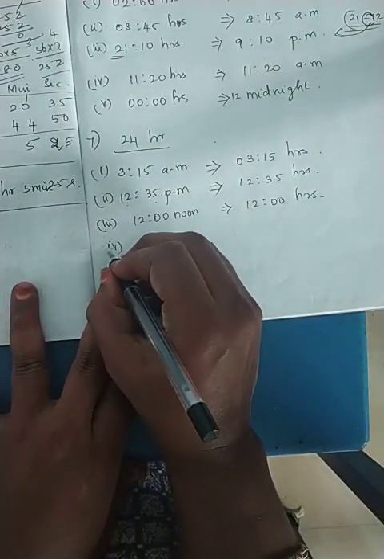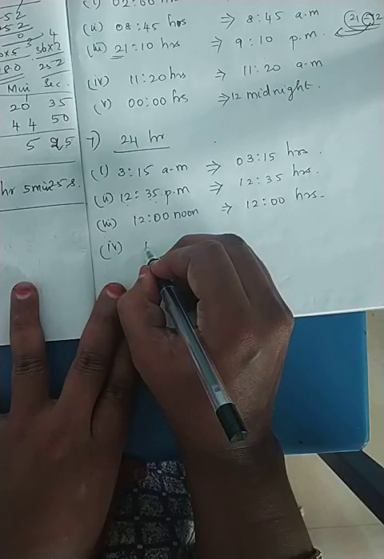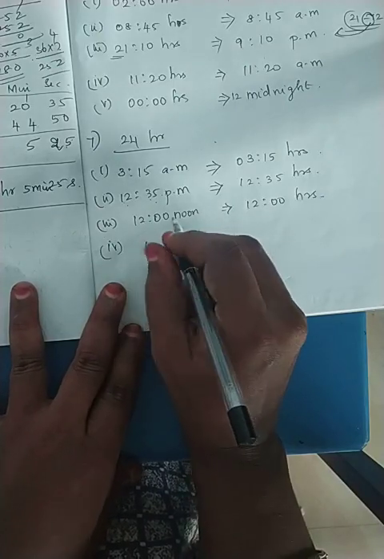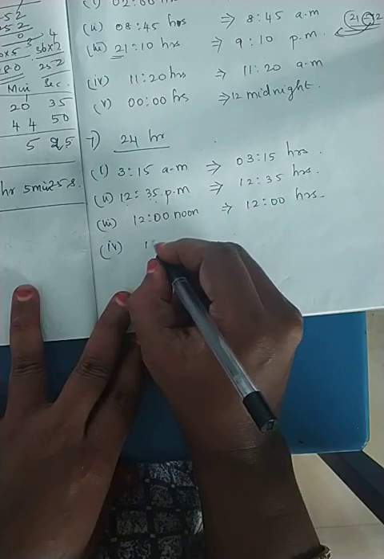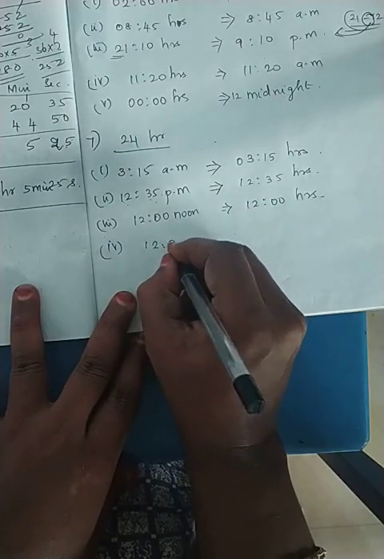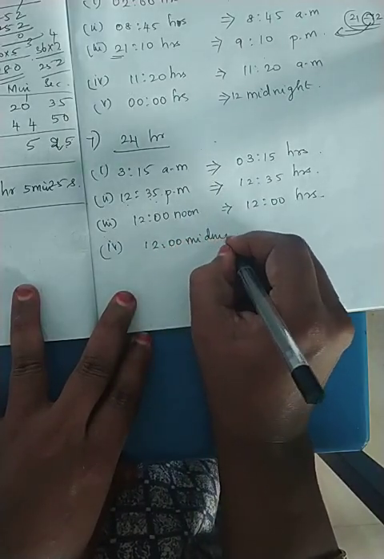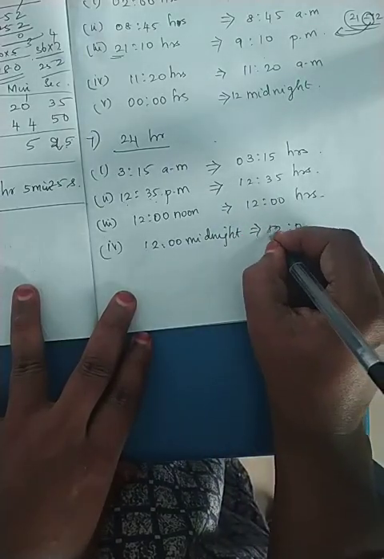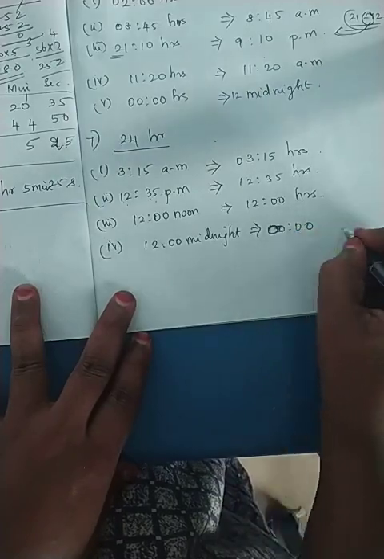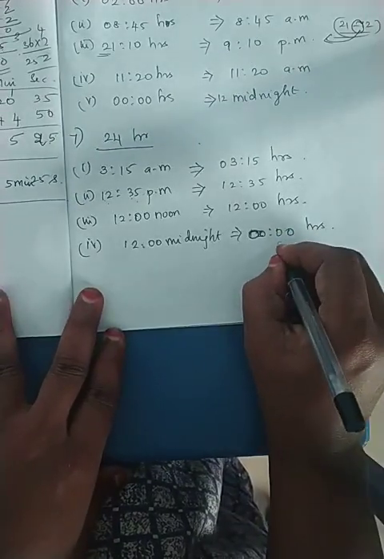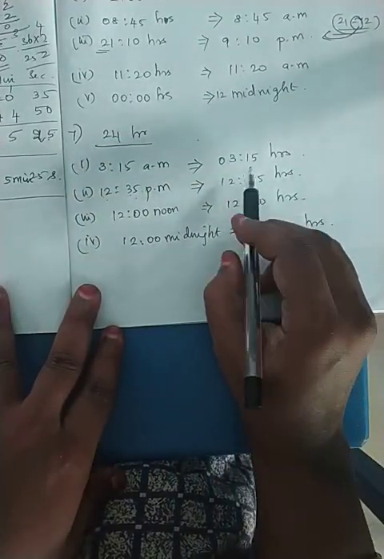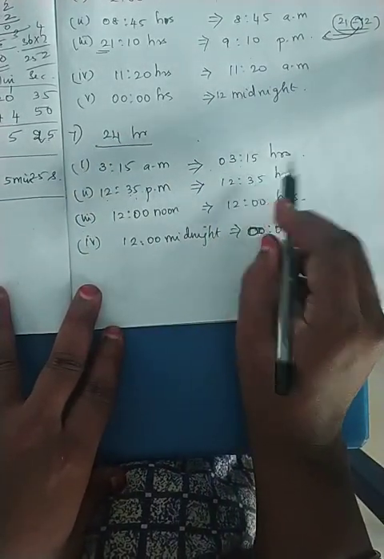Okay. Then coming to the fourth one, there is no second one, but it is written as third and fourth. So coming to the fourth one, it is 12 midnight. 12 midnight is written as 00 hours, two zeros here and two zeros. It is 00 hours. Because in the 24-hour format, you should always have 4 digits, 2 digits for hours and 2 digits for minutes.